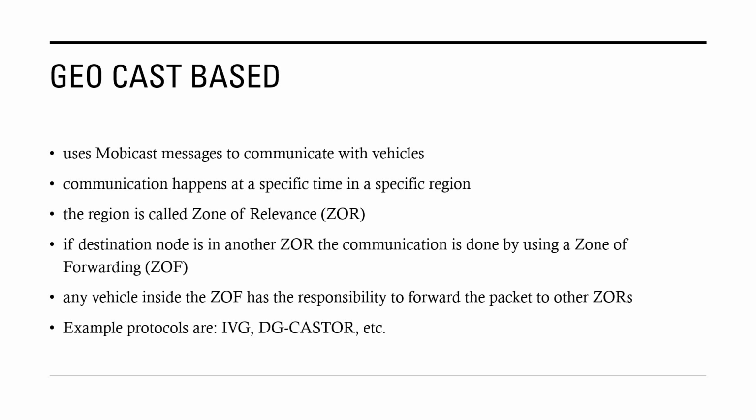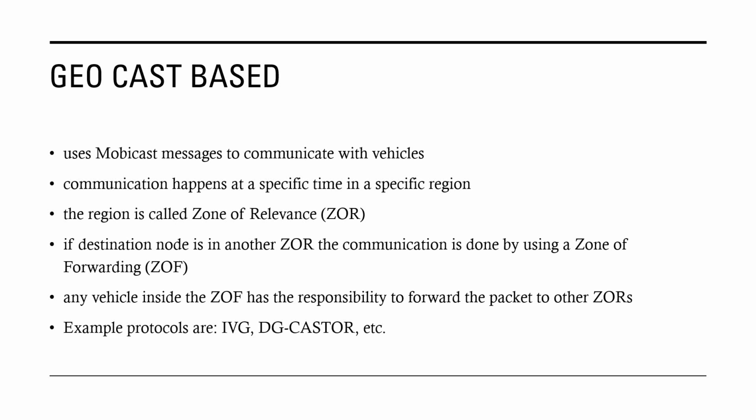If the destination is not in the specific ZOR, the communication is done using a zone of forwarding, or ZOF. Whenever the destination vehicle and the source vehicle are not in the same ZOR, it has to be done by going to another region which is called the ZOF, and any car in the ZOF has the responsibility to forward the packet to other ZORs. So the packet from the source can move from ZOR to ZOF and then again to ZOR, and like this until it reaches the destination. Example protocols are IVG, DG-CAST, etc.